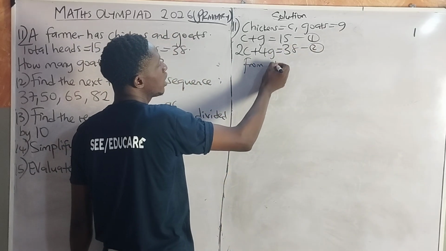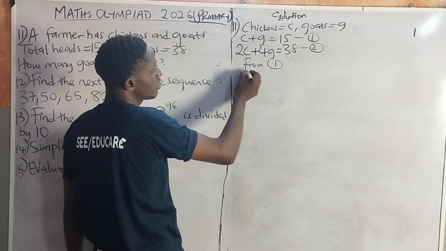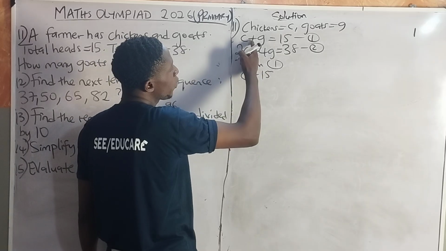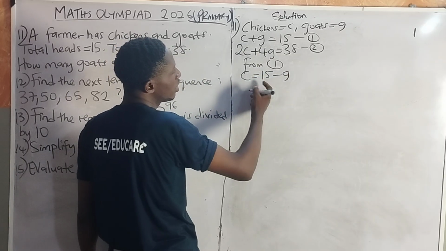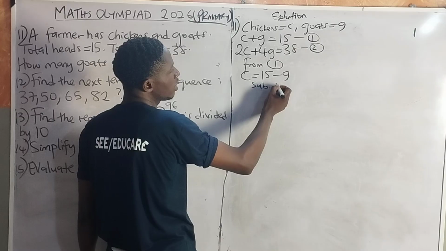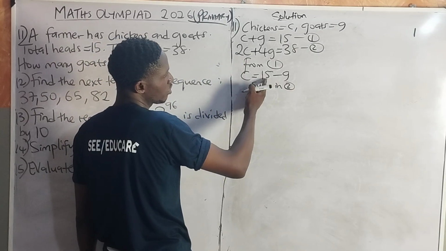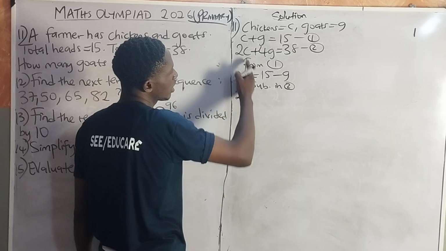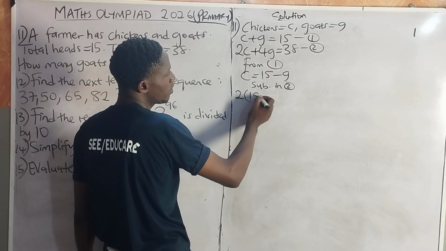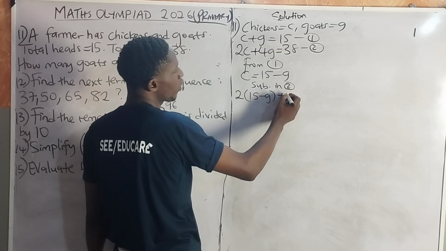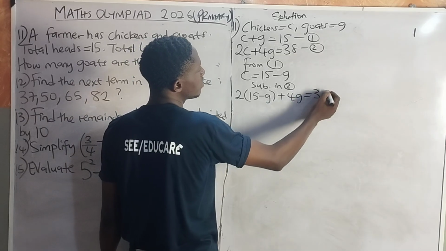From equation 1, let's make C the subject. C is equal to 15, when plus G comes here it is minus G. Then substitute it in equation 2. What do I mean? Anywhere you see C, you replace it with 15 minus G. So I have 2 brackets. Our C is now 15 minus G, plus 4G is equal to 38.